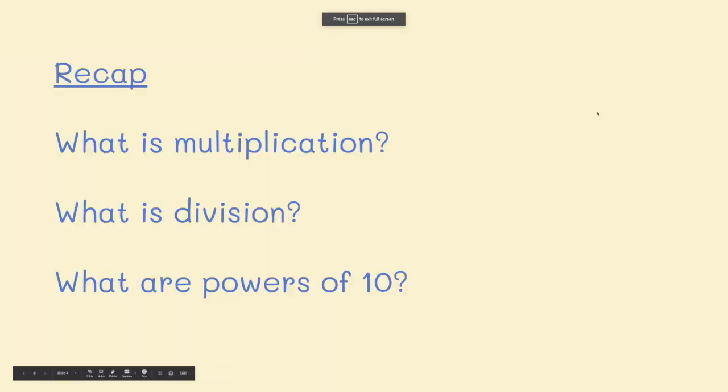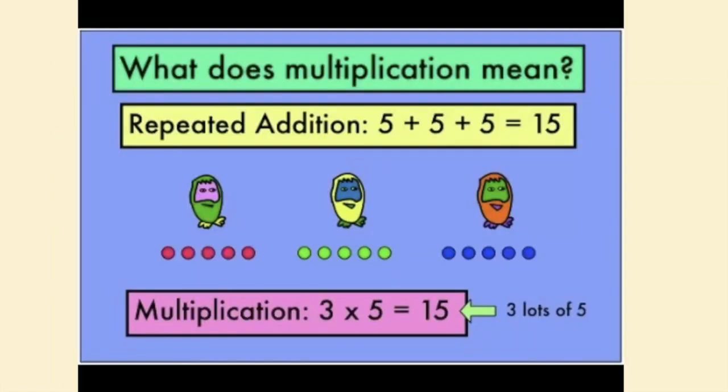So some things to recap before we get started. We need to know what multiplication is, we need to know what division is, and we need to know what powers of 10 are. What does multiplication actually mean? Multiplication is a quicker and simpler way of doing repeated addition. In this example here, rather than having to add 5 plus 5 plus 5 to get an answer of 15, we can simply work out what 3 groups of 5 is equal to, or 3 lots of 5. And we can solve that using multiplication. 3 times 5, which equals 15.